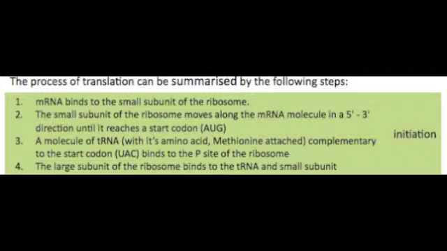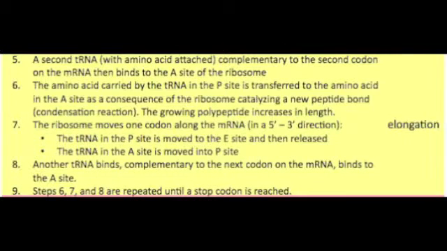Elongation takes up the bulk of the translation, and it is the addition of amino acids by the formation of peptide bonds. Elongation is simply the process of a chain of amino acids becoming longer. A peptide bond is formed between the amino acids, making a polypeptide. This step involves codon recognition and peptide bond formation.